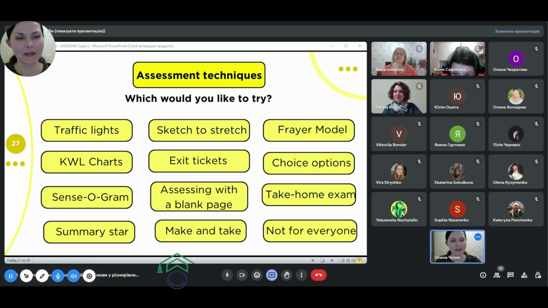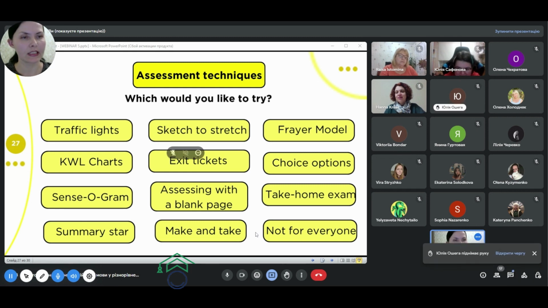Any other ideas? No? Then, Yulia, sketch to stretch. For artistic students, a good way to organize all the ideas you learned in some text. Yulia? Good evening.